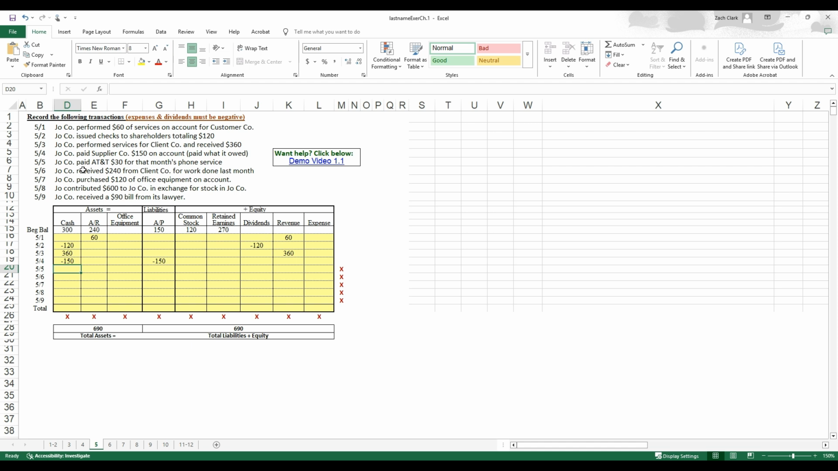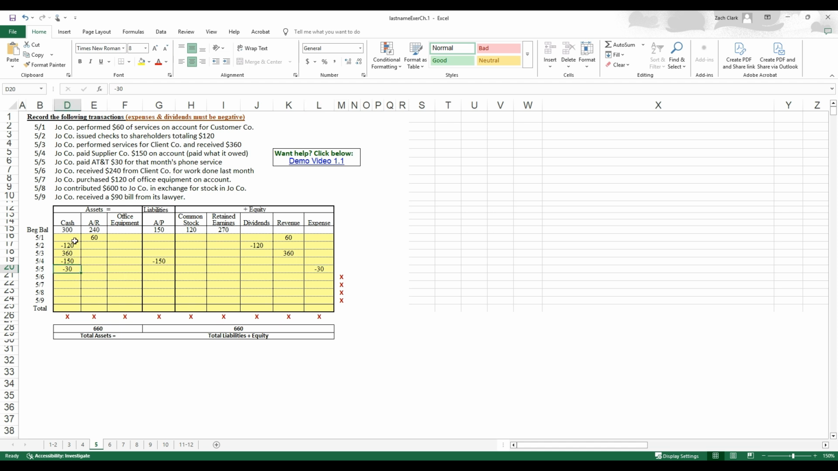On the 5th of May, we paid AT&T $30 for that month's phone service. So now compare this to the last transaction. In this one, we're paying for services for this month. We have not yet recorded any expenses related to this purchase, and so we're doing that here. Expenses reduce equity, and so we're going to want to put a negative amount in the expense column to reflect the reduction of equity overall.